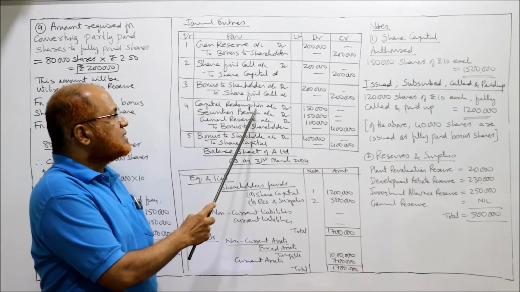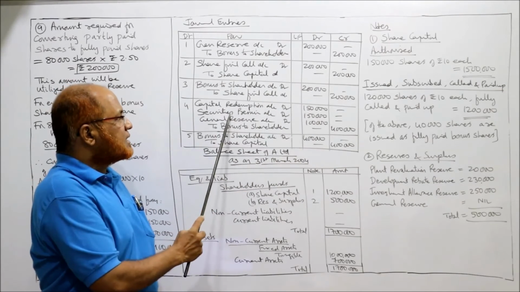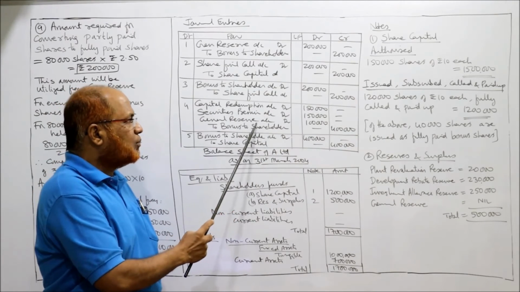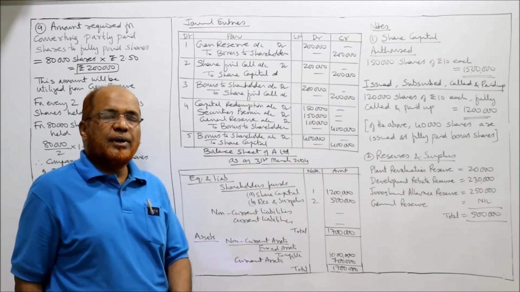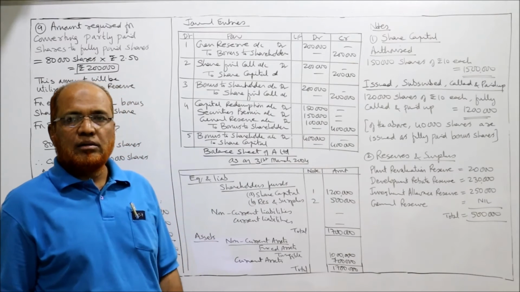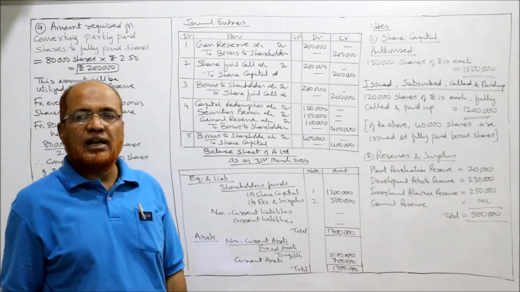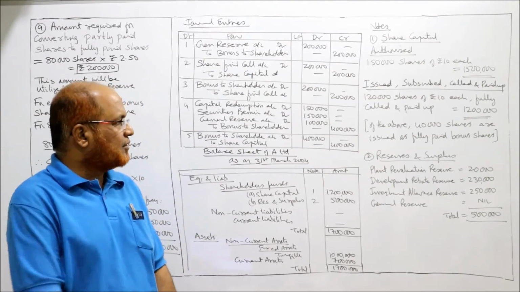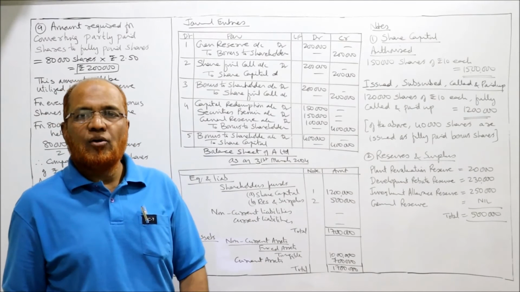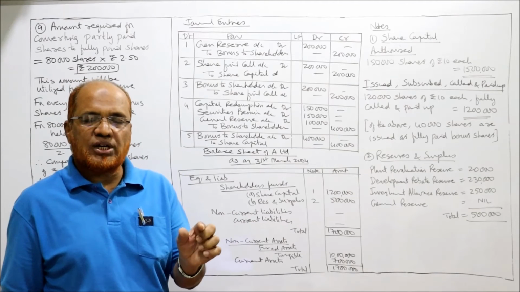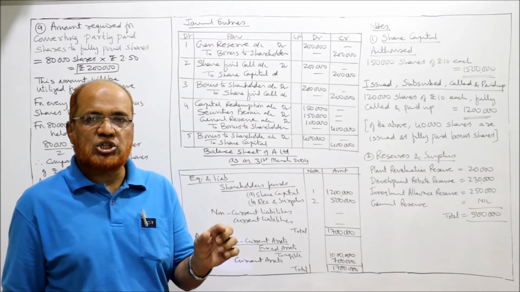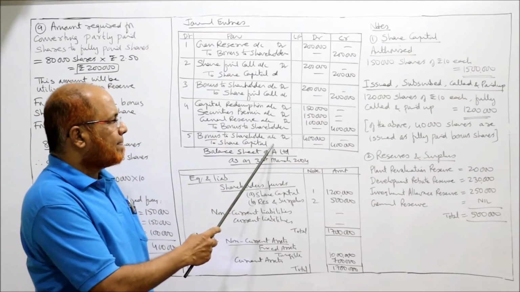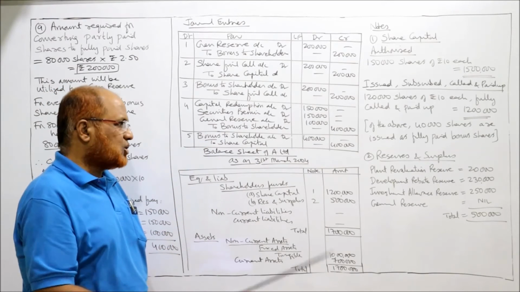Next, capital redemption reserve account debit 1,50,000, security premium account debit 1,50,000, general reserve account debit 1 lakh to bonus to shareholders 4 lakh, being the amount withdrawn from reserves for declaring bonus. Last one, bonus to shareholders account debit to share capital 4 lakh rupees, being 40,000 equity shares of rupees 10 each issued as fully paid bonus shares. These are the entries. Now balance sheet.